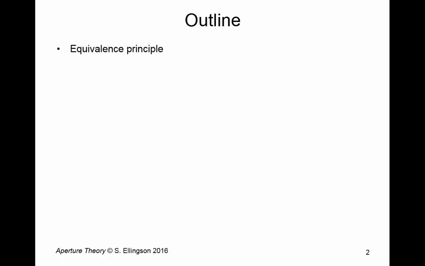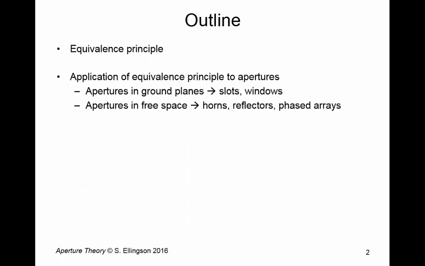First, I'll give a brief overview of the equivalence principle. Then I'll discuss the application of the equivalence principle to apertures, and by this we mean antennas which can be described as apertures. These types of antennas fall basically into two categories. The first category is apertures in ground planes, and that might include slots, windows, things of that nature. The second category is apertures in free space.